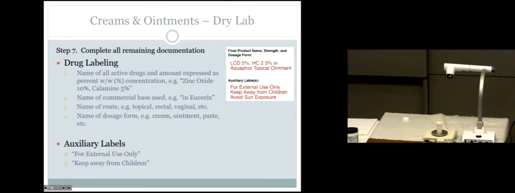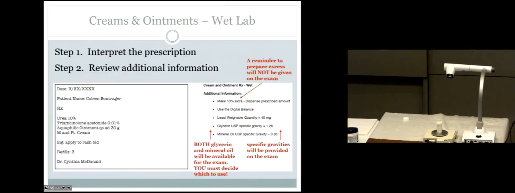However, would you agree, are ointment jars typically child-resistant? No, I think sometimes we take for granted some of the things we dispense that aren't in a child-resistant container. So it certainly wouldn't hurt to warn them about the child, keep away from children. But the only one I'm going to grade for is the external use only. Okay? Any questions on that? Wasn't that difficult? Good.